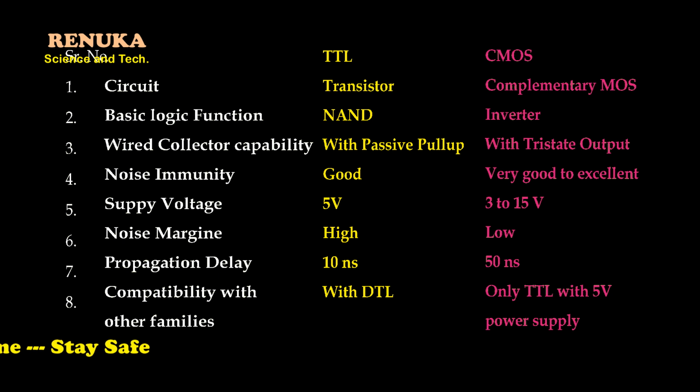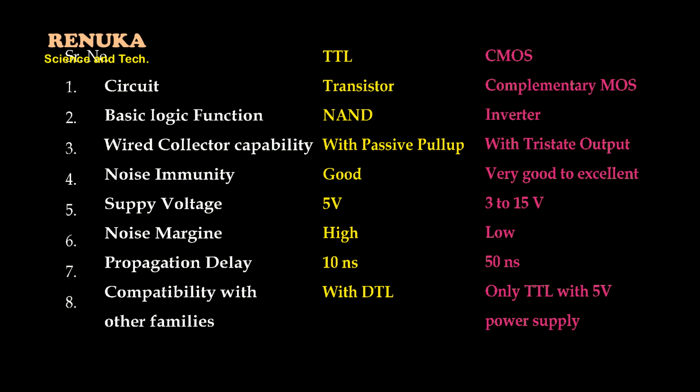Now the fourth is the noise immunity. In TTL, the noise immunity is good, but in case of CMOS, noise immunity is very good to excellent. That means the CMOS gate has very good noise immunity, so it can withstand stray electric or magnetic fields very faithfully. So excellent noise immunity in CMOS. For TTL, the power supply requirement is 5 volt, while in case of CMOS, it is from 3 volt to 15 volt. So we can use any voltage in this range from 3 volt to 15 volt.